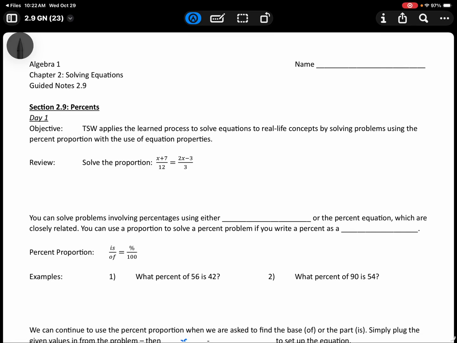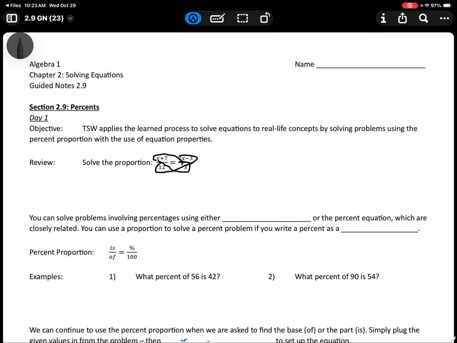Hello, this is the first of two different videos addressing Algebra 1's last section of Chapter 2 dealing with percents. Now, before we get to the whole idea of percents, let's review and run it back to our previous section in terms of learning how to solve a complex proportion.